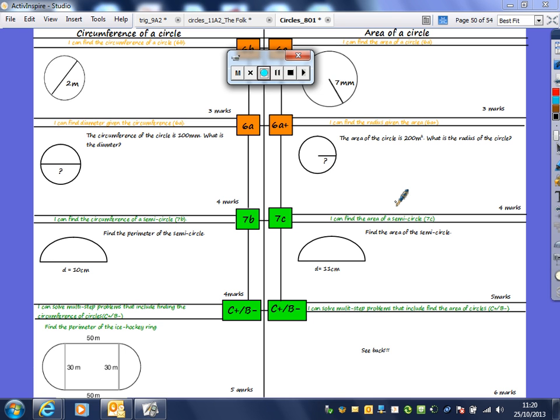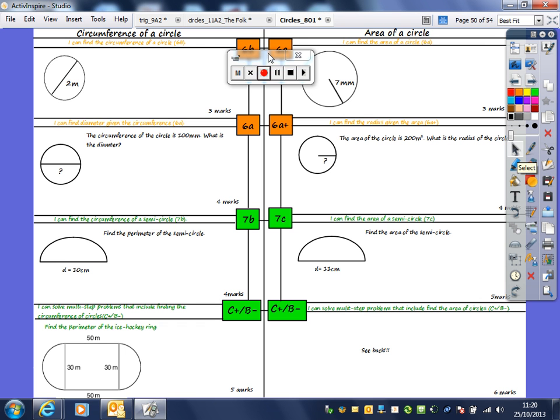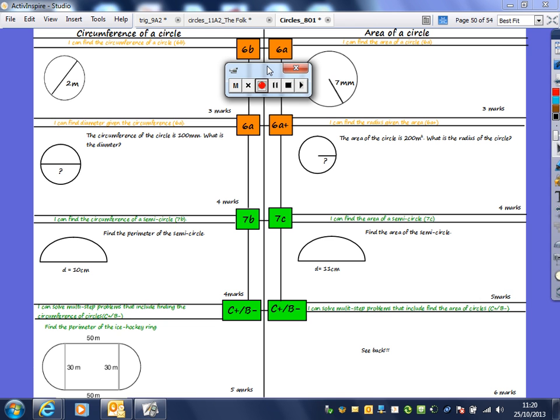Right, so confidence boost for 14801 on circle. Okay, so the first question, we're going to go down for circumference for the first side.